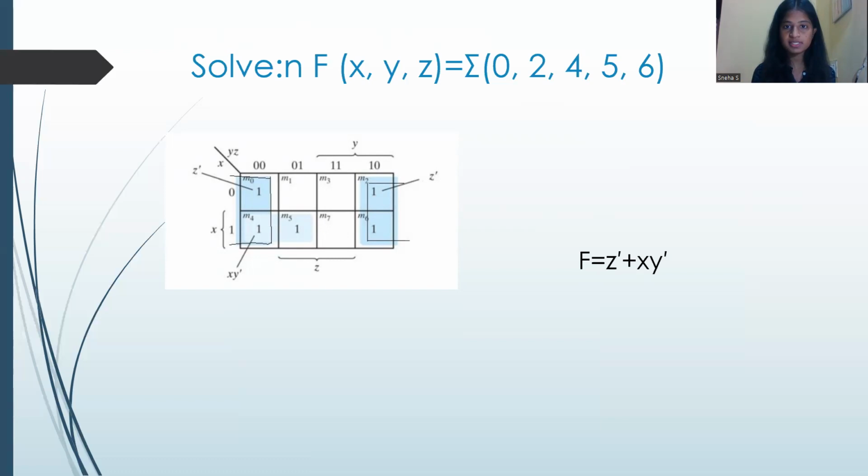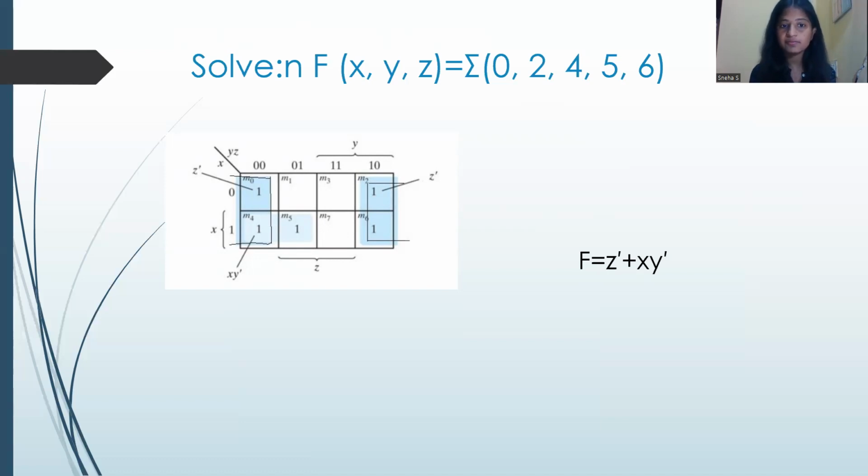So wherever these numbers are present, you'll be writing 1 there. Then the grouping starts. Here the grouping can be done in 2 ways. The first way is they have grouped 4 by taking M0, M2, M4 and M6. Now since there is a grouping of 4, it will produce one literal, that is Z bar.